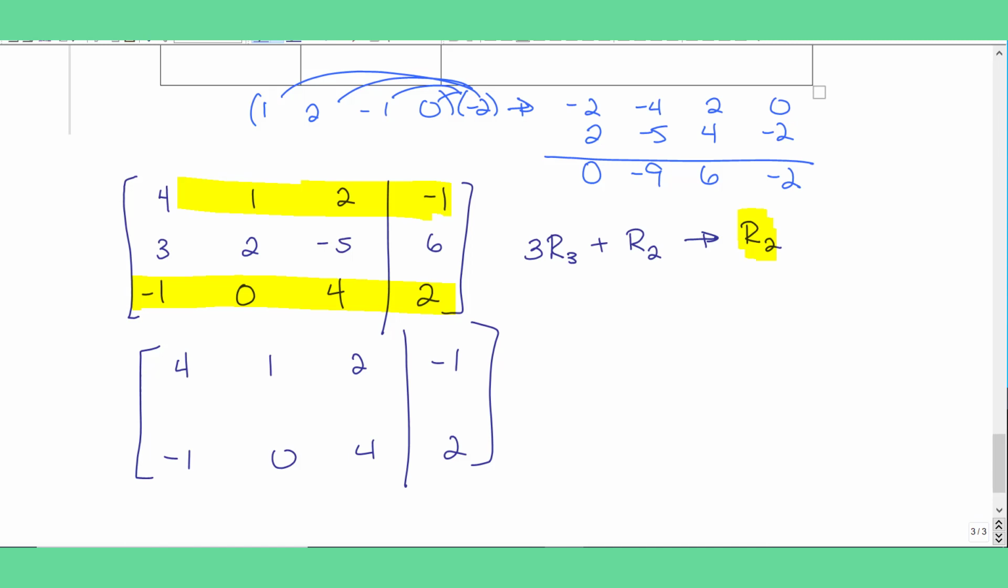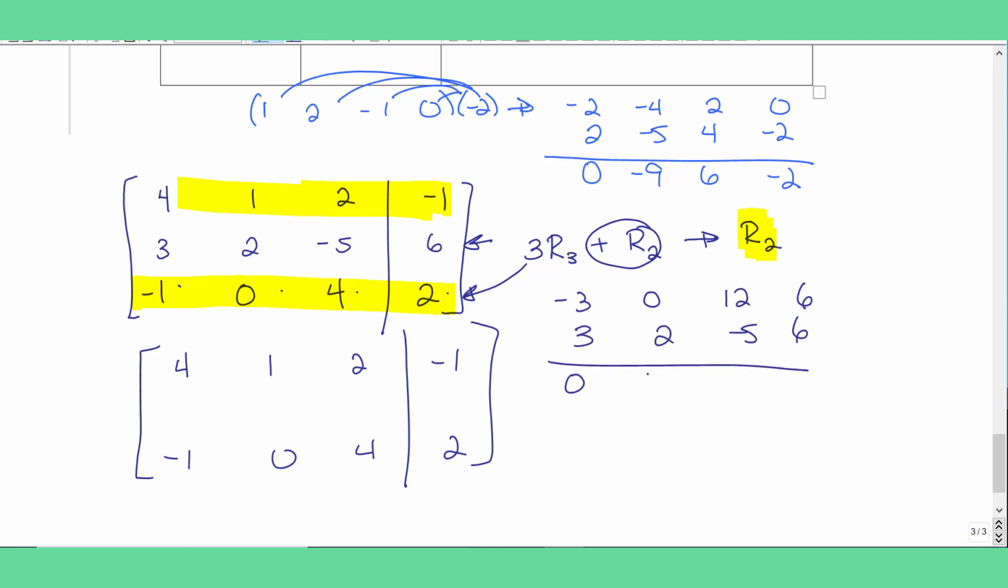And then go to the side and now follow the directions. Multiply row 3 times 3. So each one of these times 3. So I get -3, 0, 12, and 6. Then I'm going to add it to row 2, and I'm going to put that answer in row 2. And you say, why did I pick that?